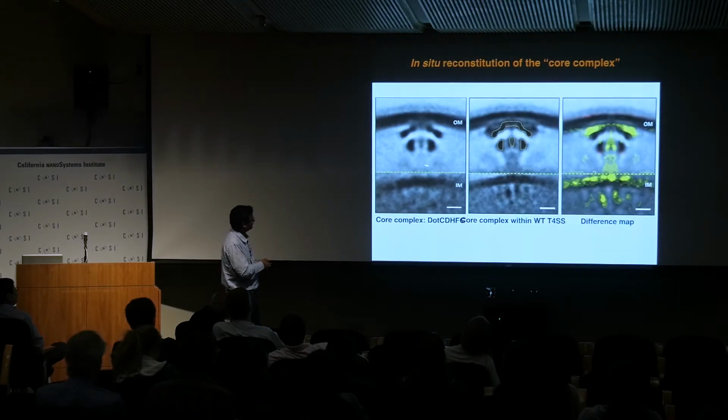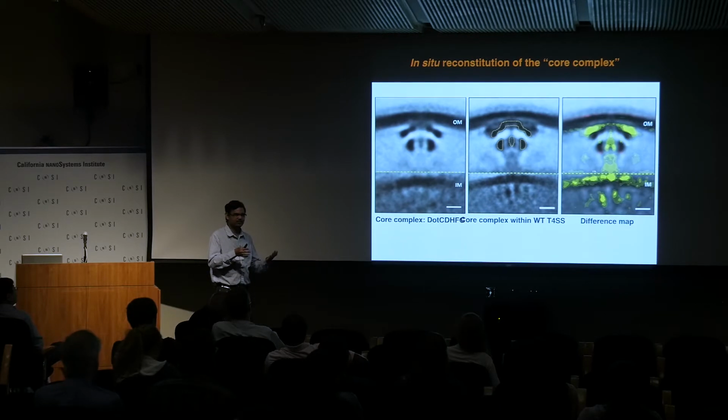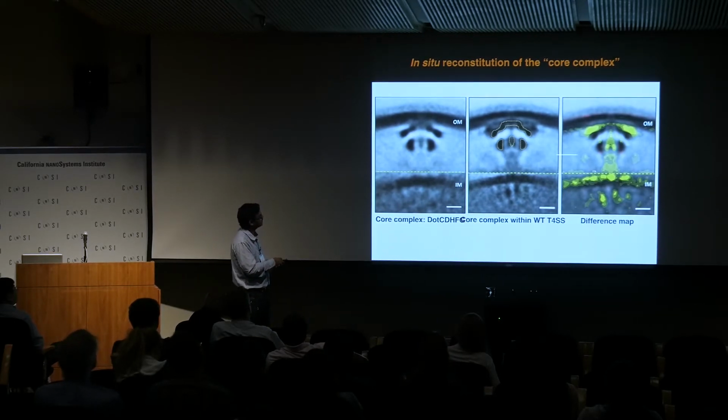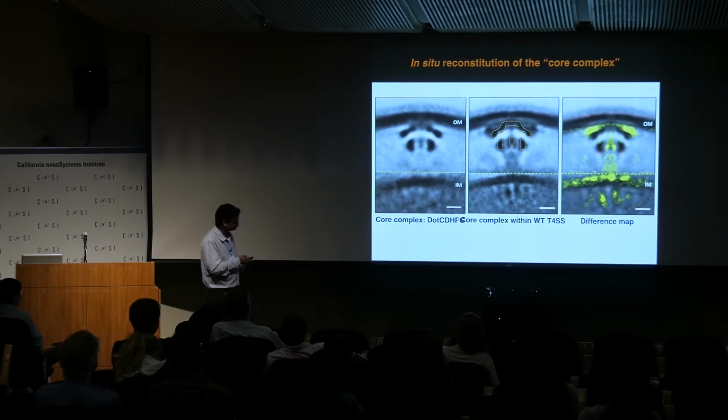And what we can do is we can really take this core part of the complex and position it in the wild type full length complex. And this shows us where exactly the core part of the complex is. And this is the difference map between the wild type and the core complex. So the black part here is the core complex, and the yellow densities here are because of the other proteins.